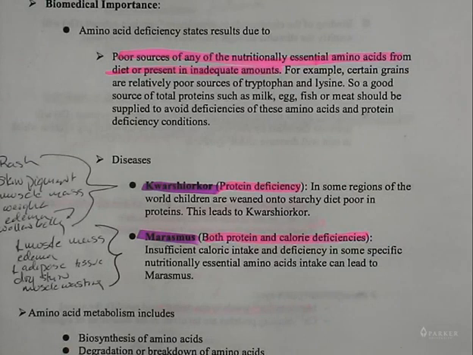All right, I think we can smoke this chapter. Like I said, it's not a terribly difficult chapter. There's just a bunch of lists. We're talking about amino acid metabolism.